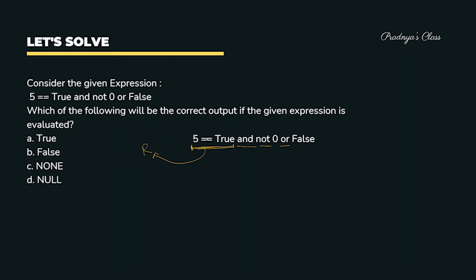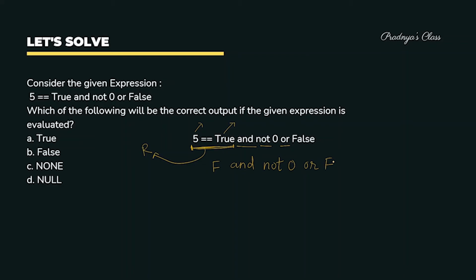So 5 is equals to true? No, 5 is a number and this is a Boolean value. So both are not true. So we will get answer false. And I will write the remaining terms as it is, or false.